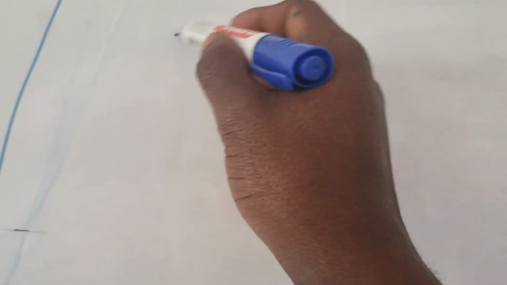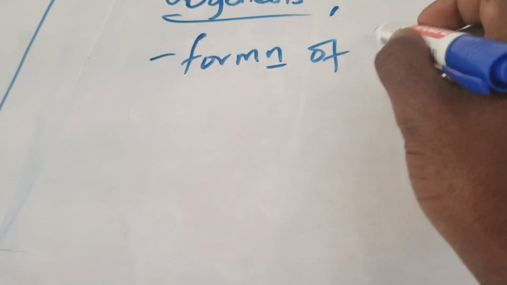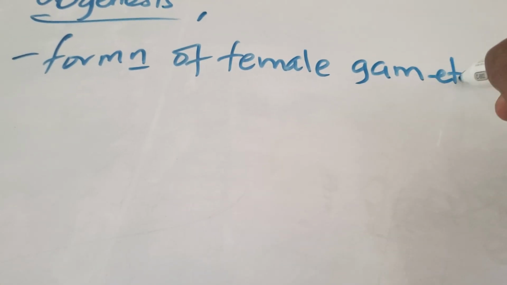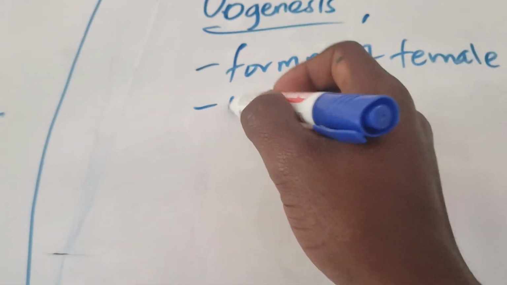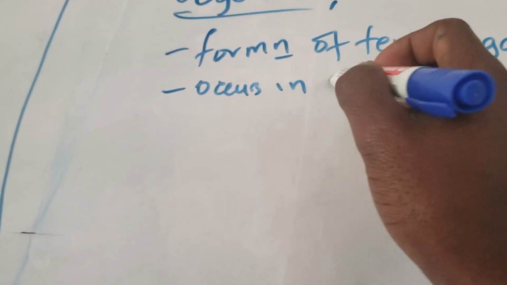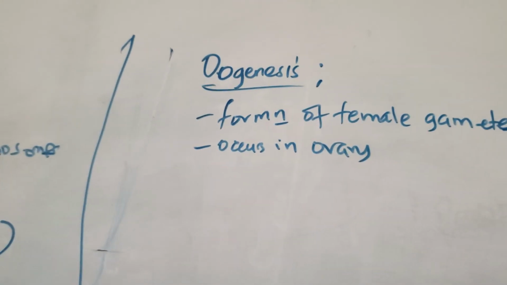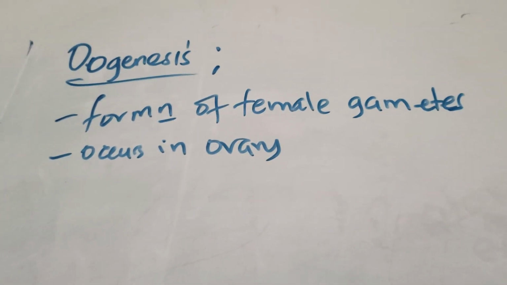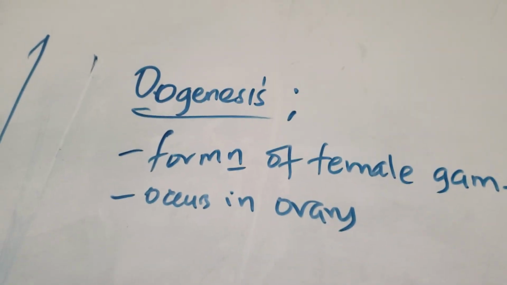Let's talk about oogenesis. Oogenesis, briefly, is the formation of female gametes and it occurs in the ovary. This is one of those simple processes and questions that come here. If you've read, they tend to be very, very simple.